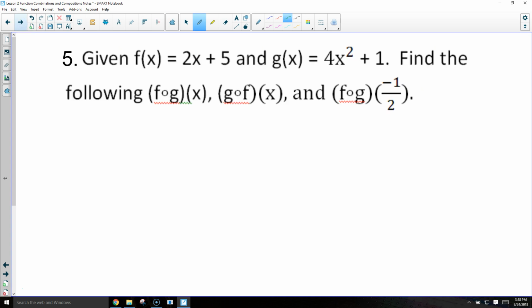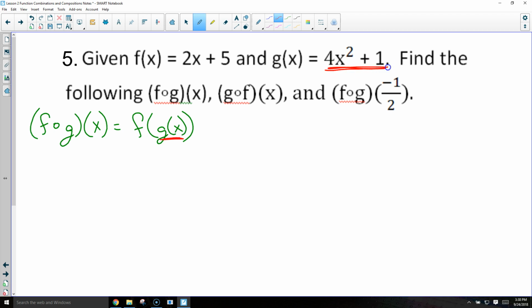Given f of x and g of x, find the following. So remember, the f composed of g of x is the same as saying f of g of x. They are the same statements. They are equivalent. So just like before, I want to work from my inside out. So I want to replace g of x with 4x squared plus 1, because that's what they tell me that g of x is equal to. So that would leave me with f of 4x squared plus 1.